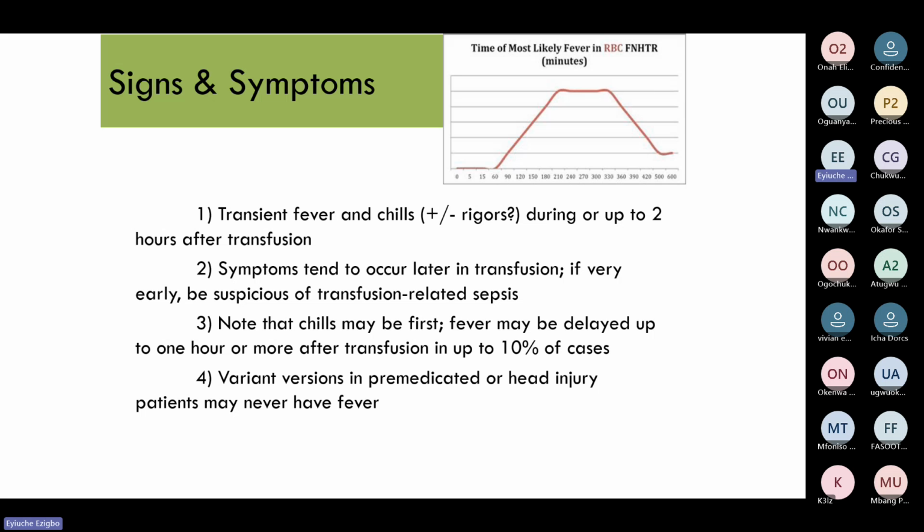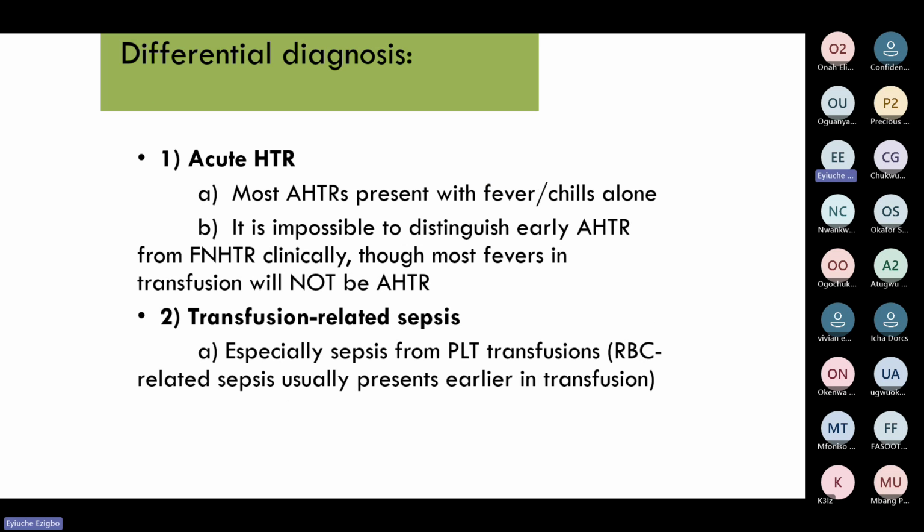Note that chills may come first, and fever may be delayed up to 1 hour or more after transfusion in up to 10% of the cases. There are variant presentations of this fever in patients that come down with febrile non-hemolytic transfusion reaction. Some come early, some come delayed. So it needs to be differentiated from acute hemolytic transfusion reaction. We say that most acute hemolytic reactions present with fever and chills alone.